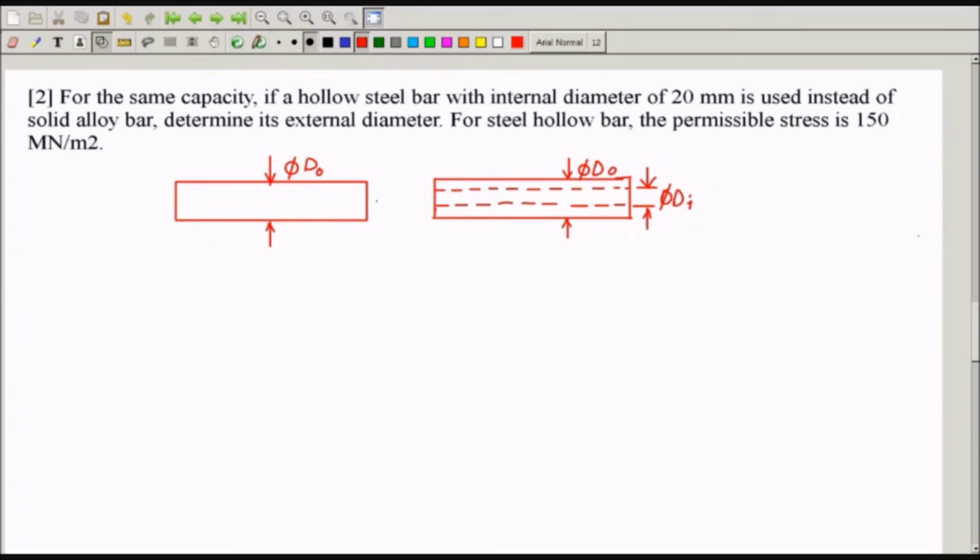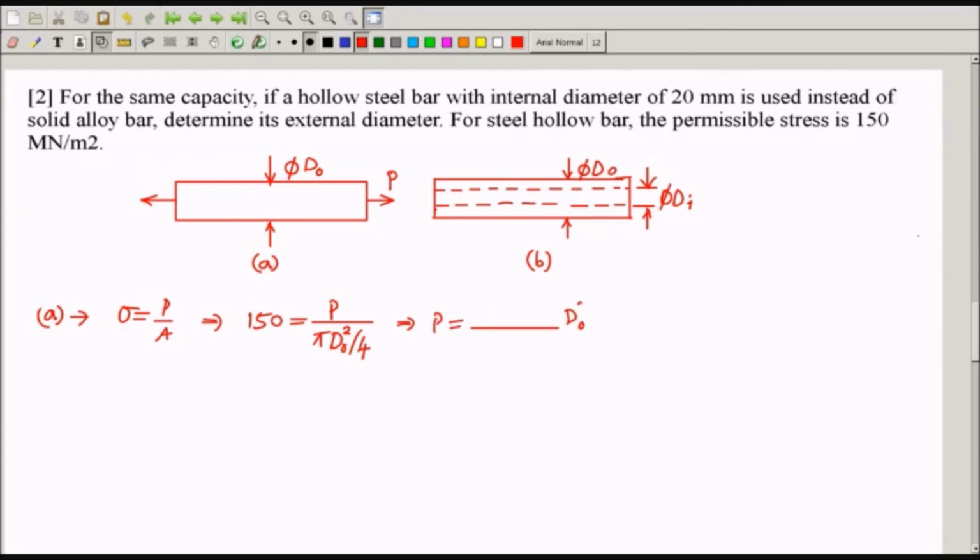First, let us find out what is the load that this first case can take. I'll call it case A and case B here. In case A, what is the maximum load P that the body can take? So in case A, stress is equal to P by A, and in place of stress, I can substitute 150 because that is the maximum stress the material can stand. So I substitute 150 for sigma, P is unknown, I'll find out, divided by area. Area is pi into d naught square by 4. So I can find out P here in terms of d naught square.